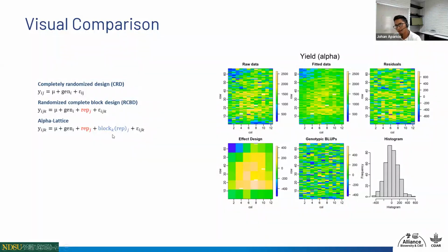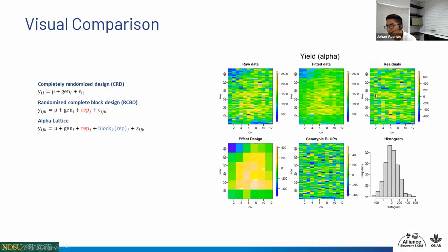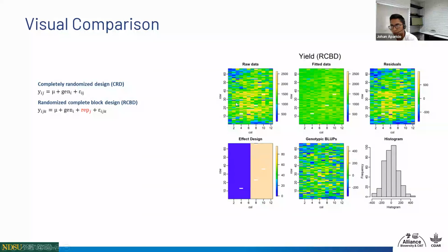What if we model the trial as it was randomized, which is an alpha design? We can see here the incomplete blocks. They are doing something quite good. They are modeling the spatial variation. Now our fitted data looks very similar to the raw data, and the residuals have changed a little bit. Now there is not that strong pattern in the residuals. They are cleaner, let's say, compared with these ones.